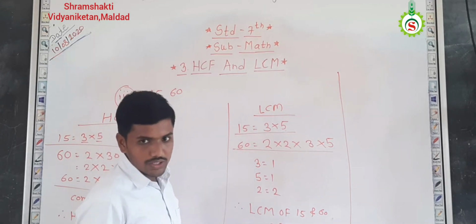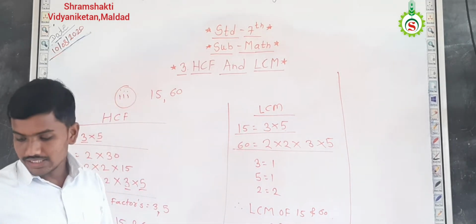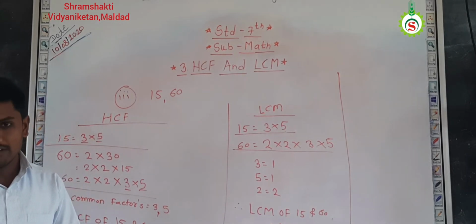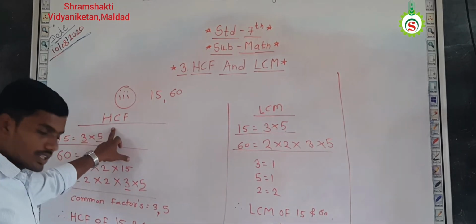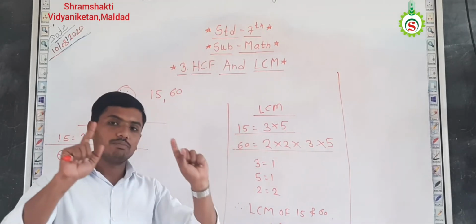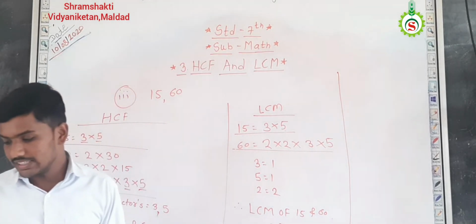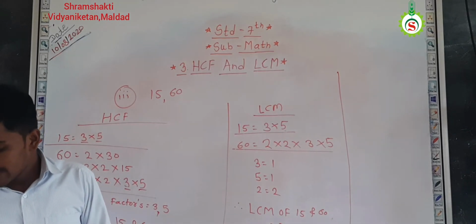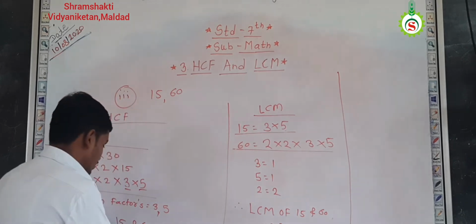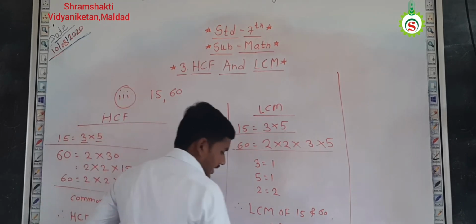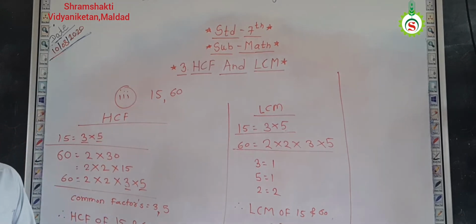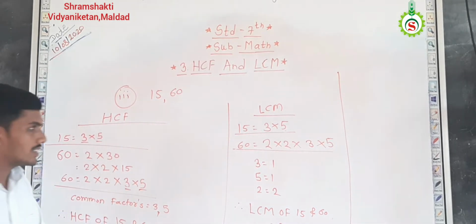Now in our question, what is the question? Find the HCF and LCM of the numbers given below. That means we have found HCF, and also we have found LCM. That means one stage is done. Now next stage: verify that their product, that means the product of HCF and LCM, is equal to the product of the given numbers.